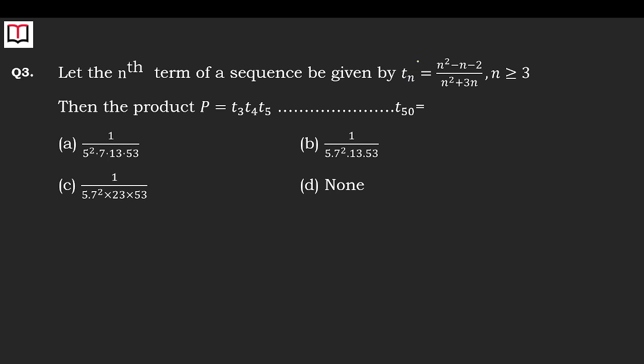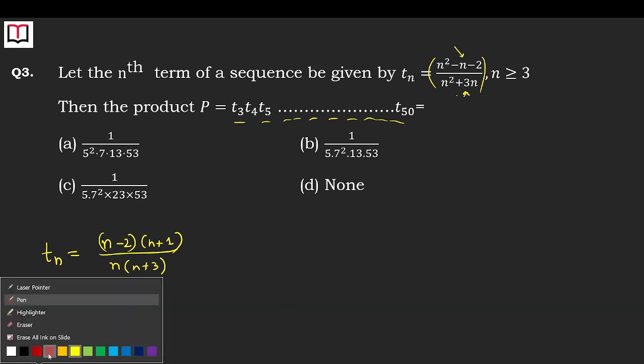The nth term of the sequence is given by this one, then the product. Okay, so it's a question of the product. So see, again the same pattern. The only thing is there we break it as the difference of two terms. Here we may try to write it as the ratio. Here it's already given as a ratio, but still, let's try to simplify. Why am I saying it? Because it's clearly visible that both numerator and denominator are factorizable. So in numerator it is n minus 2 into n plus 1, whereas in denominator it's n into n plus 3. Okay, look at here very carefully, bachcho.